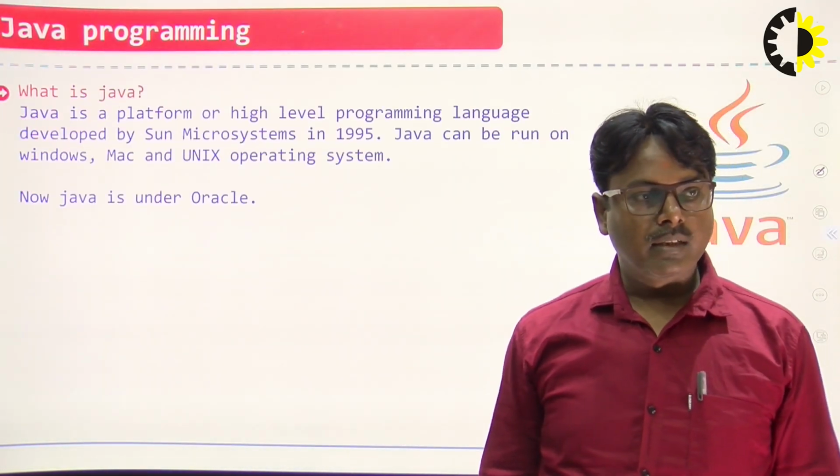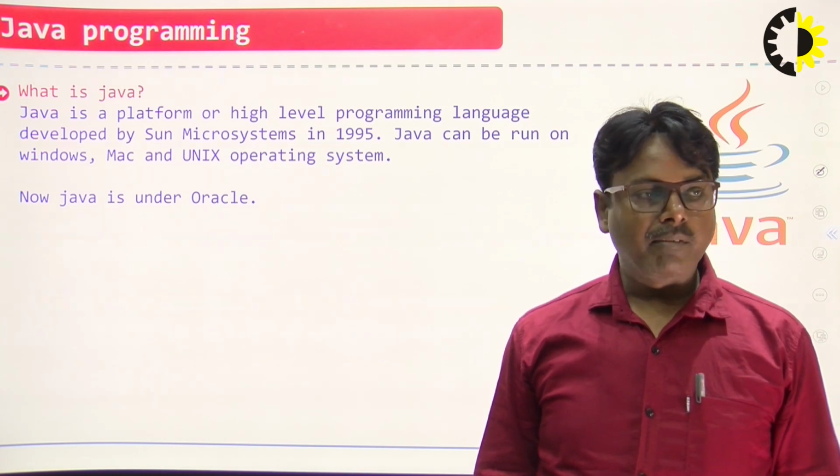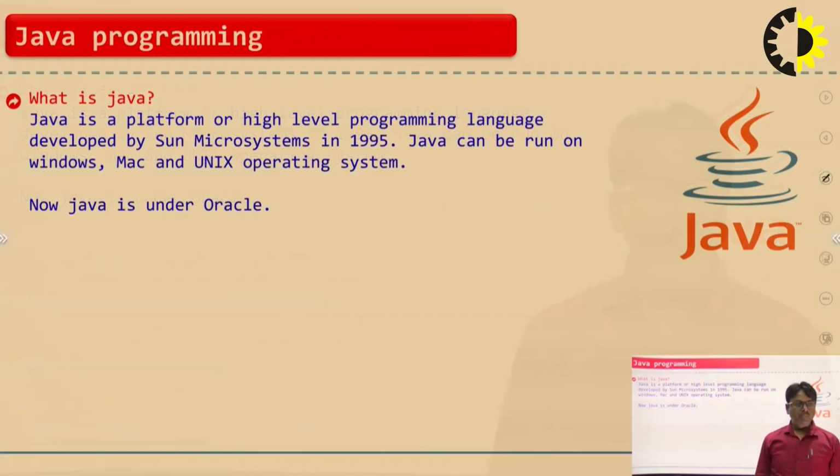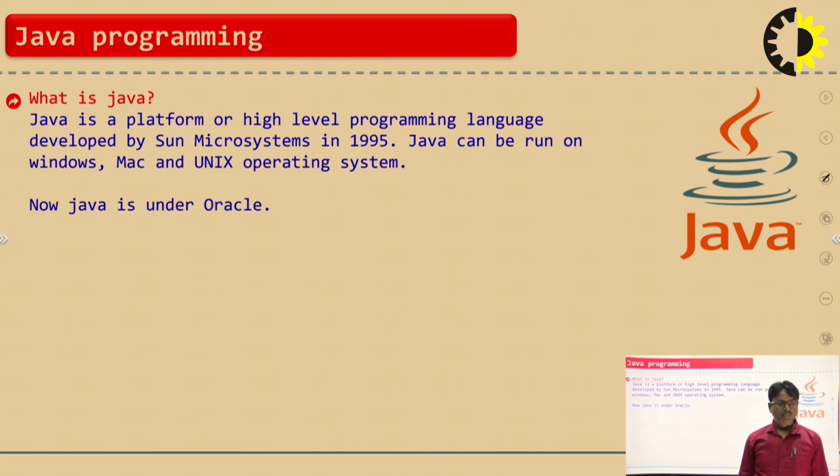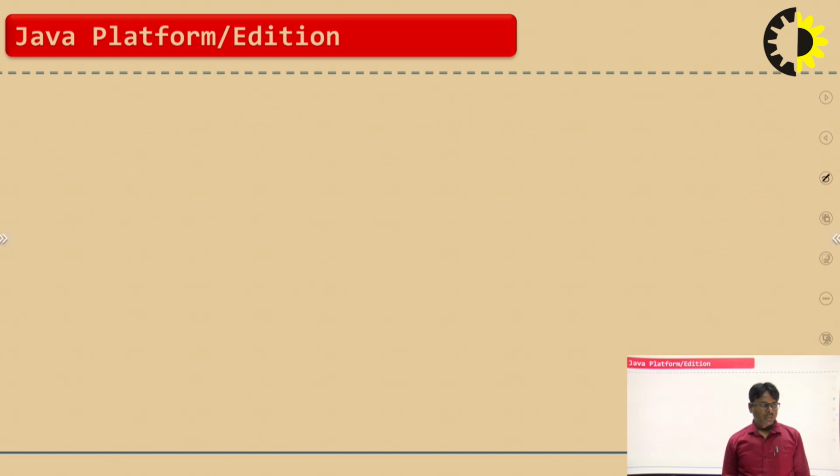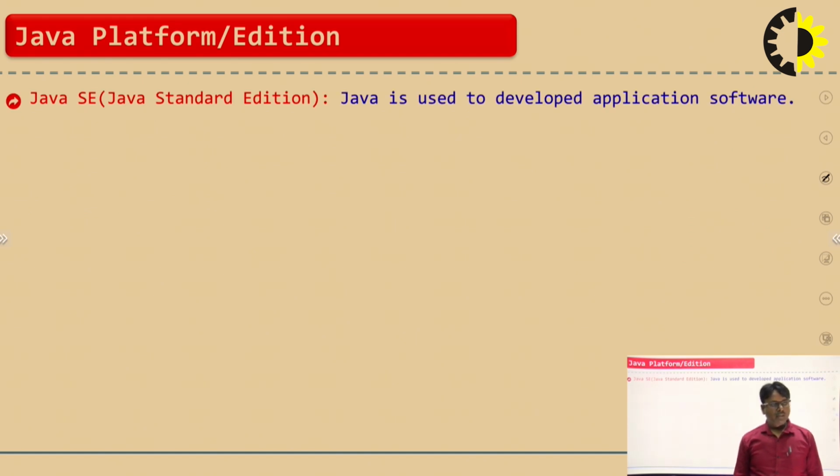Java is a high-level programming language developed by Sun Microsystems in 1995. Java can run on any platform or operating system, Windows, Mac or Unix. And on the Java platform, there are different editions.